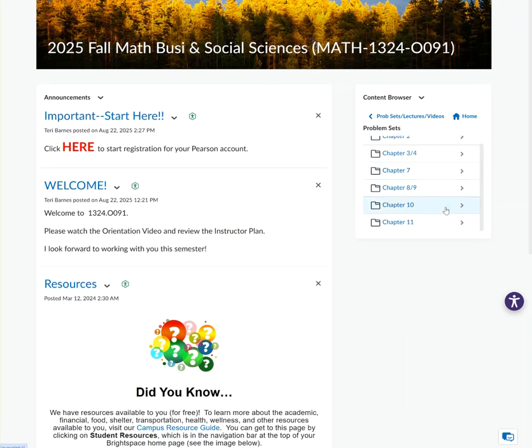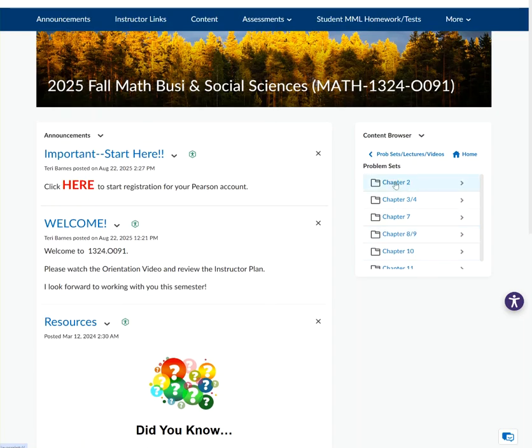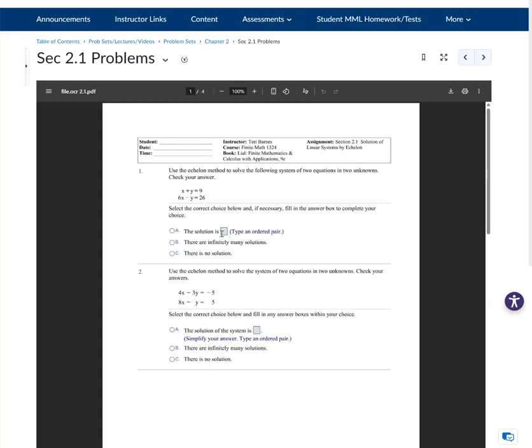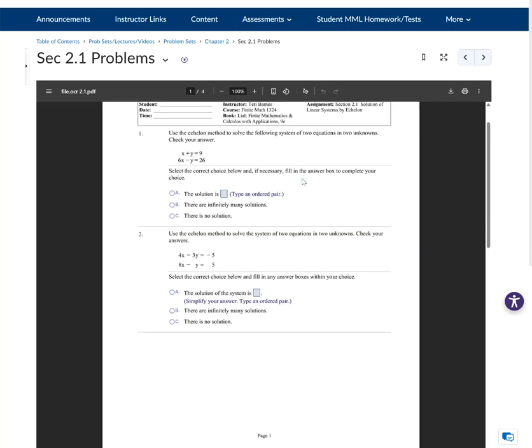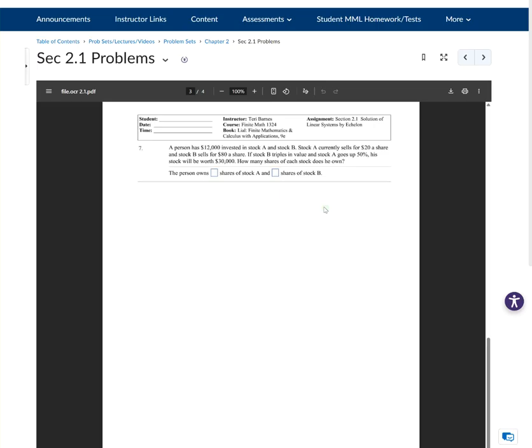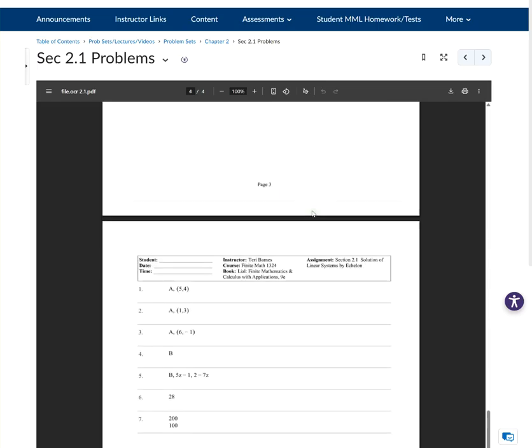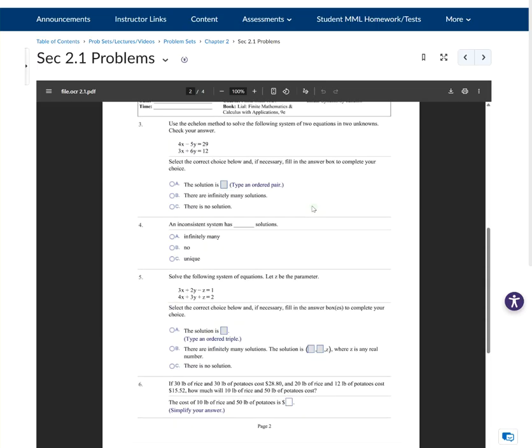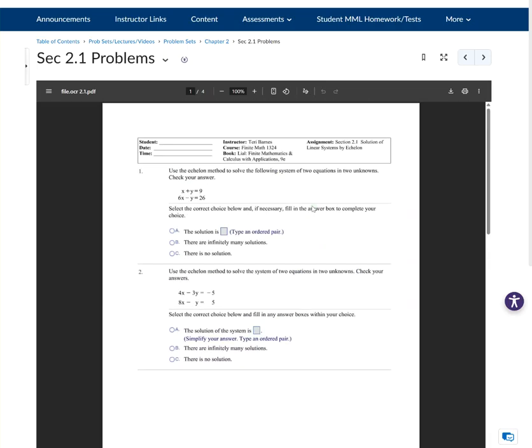You notice there's one for every chapter. Now, chapter 11 is not included. I need to take that off that link there, but you don't have to do chapter 11. So let's go to chapter 2, and let's go to the first set of problems. All right, so this is a problem set, and you may or may not know how to do this. You will by the time we go through it, but there's 7 questions there. The answers are included, but that might or might not help you. So that's the problem set.